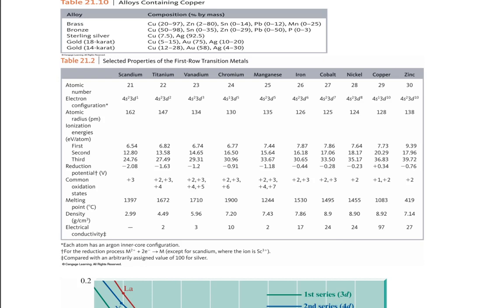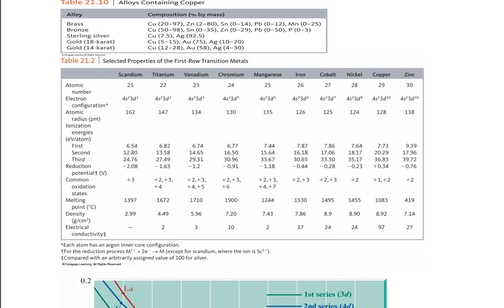Melting points are high for these metals. They're metals of industry, so they need to have high melting points. Densities are typical for the metals. Electrical conductivity, going down the line there, we see that copper has the highest conductivity.